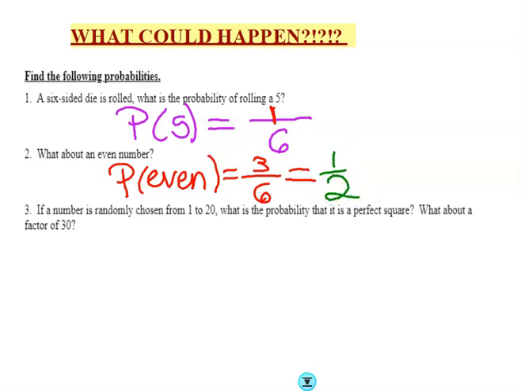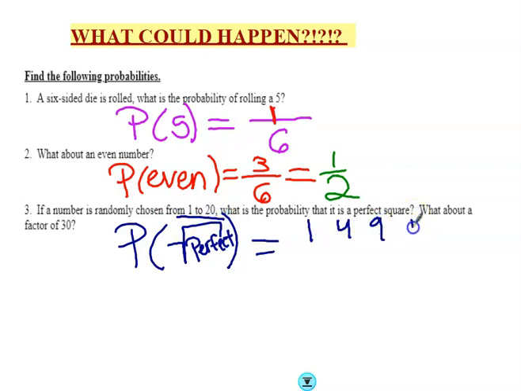And then the next one, if a number is randomly chosen from 1 to 20, what's the probability of getting a perfect square? Okay, so perfect square, right? That's square root. So let's think of the numbers from 1 to 20. So we've got 1, 4, 9, and 16. So that's 4 out of 20 pieces of paper, which reduces to 1/5, okay?